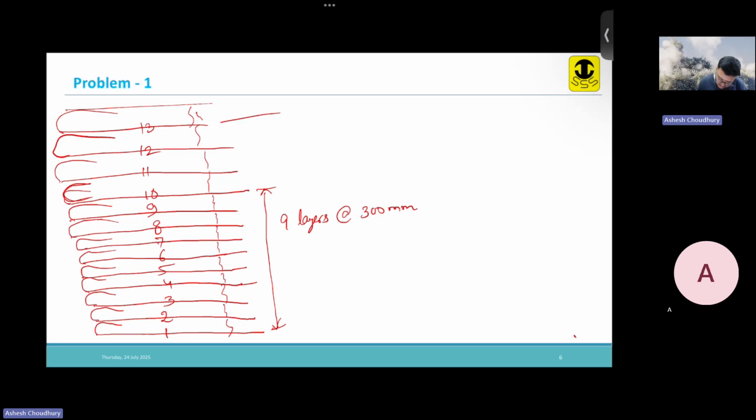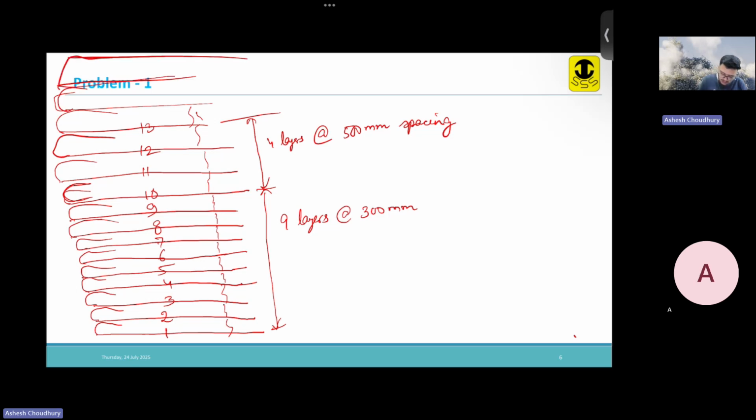Okay, so this is 4 layers at 500 mm spacing. And then we have the remaining 2 layers.